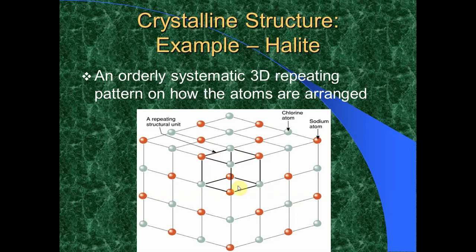Now you'll notice this little black box here. Notice that this box repeats itself in this direction, in this direction, and in this direction. Now, that orderly, repeatable pattern gives halite its physical and chemical properties. Not all minerals have what is called a cubic arrangement because they're composed into cubes. Different minerals will have different geometric arrangements which will affect their physical and chemical properties.